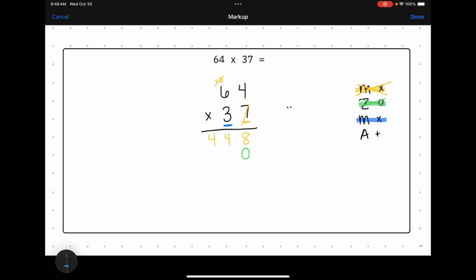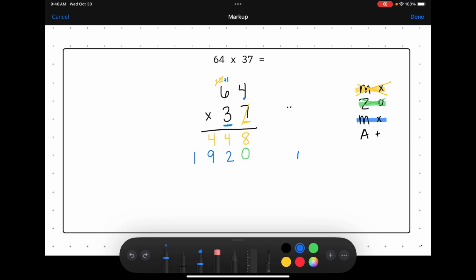Multiplying that 3 by all of the top numbers starting in the ones place, so 3 times 4 is 12, dropping down my 2, carrying my 1. 3 times 6 is 18, plus 1 is 19, and I can just drop this one down because I have nowhere to carry that 1 to, no more digits on the top.